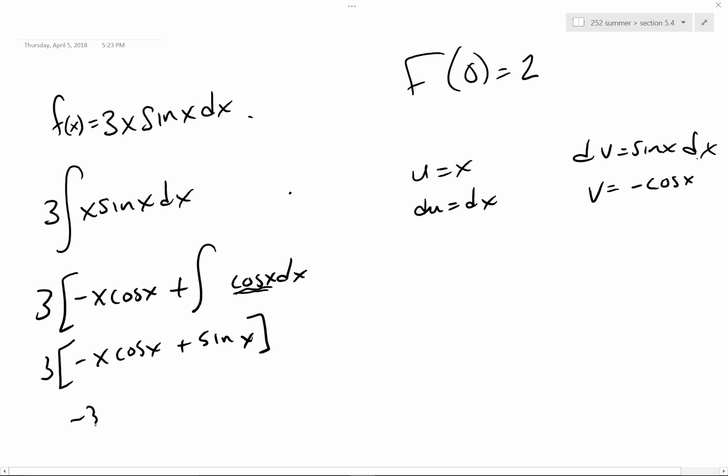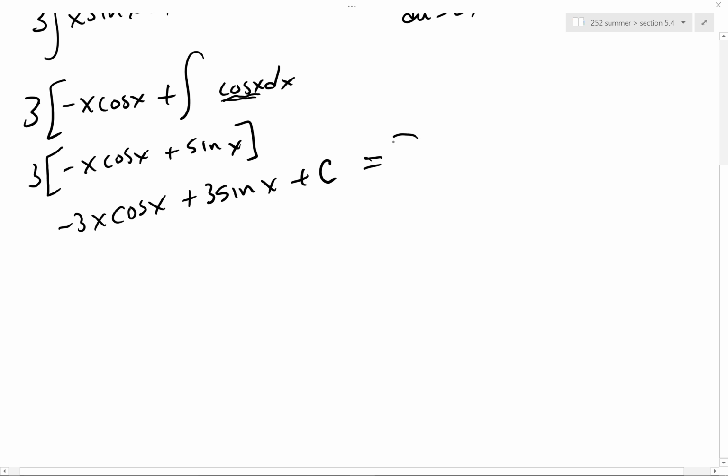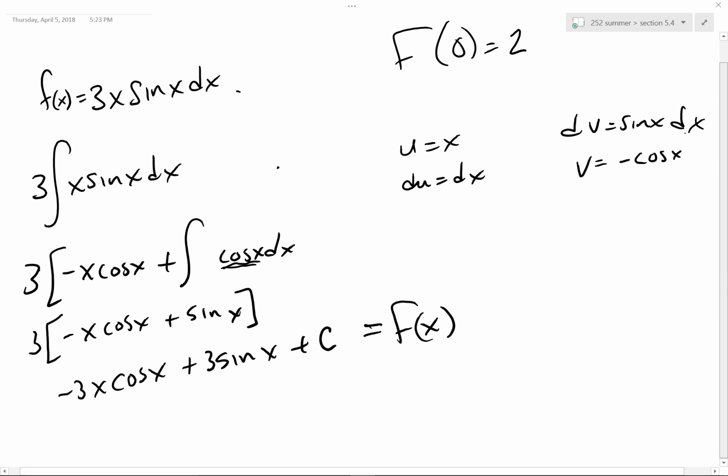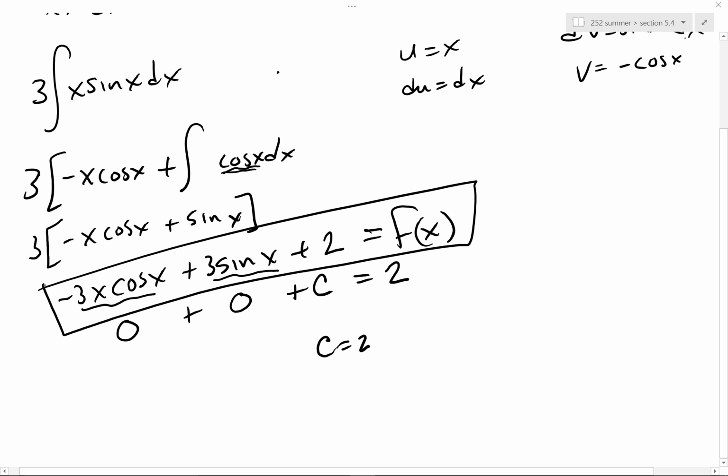Multiply the 3 through, and this would be your final answer, sort of. That's my function. That's f of x, sort of, right? But specifically, I'd like to know at 0 that it's equal to, what did I say? It's equal to 2. So check it out. If you plug 0 into here, what happens? You get 0. You plug 0 into here, you get 0. Plus c equals 2. That means c equals 2. This means this thing right here is your final answer. Okay? Not too tough, I don't think you'll find.